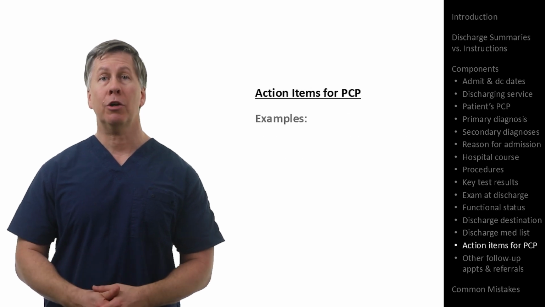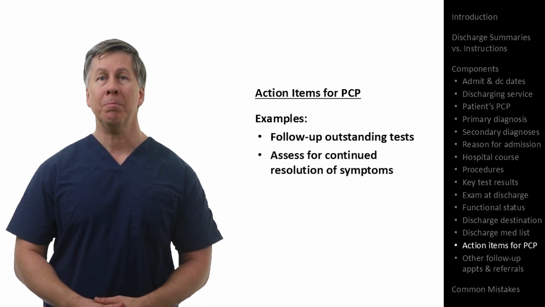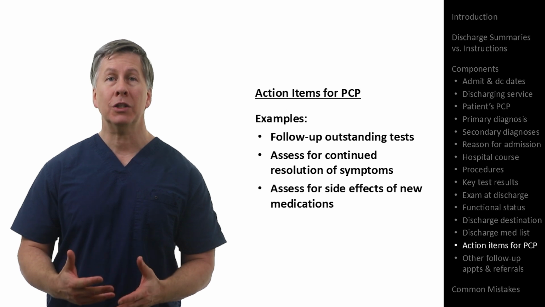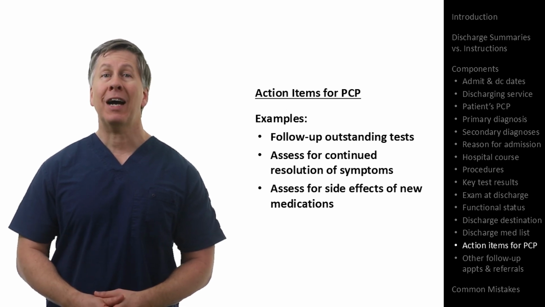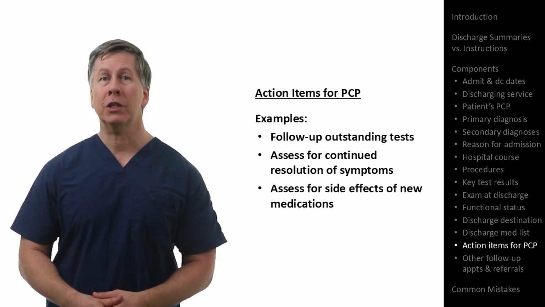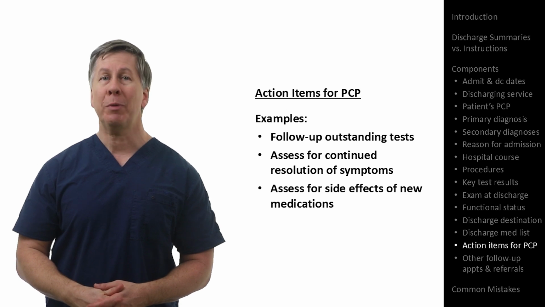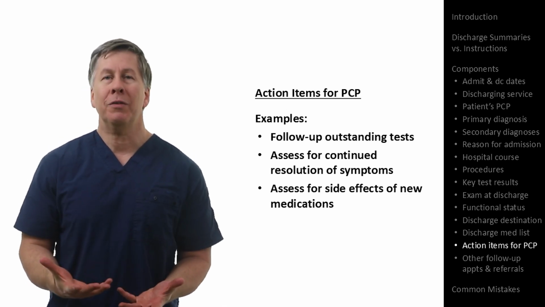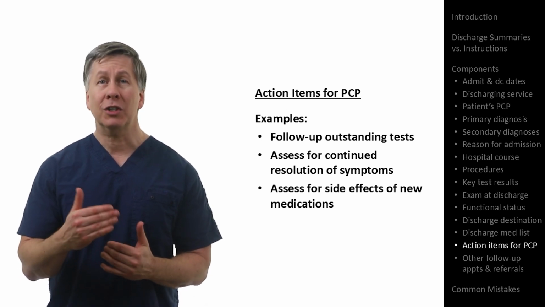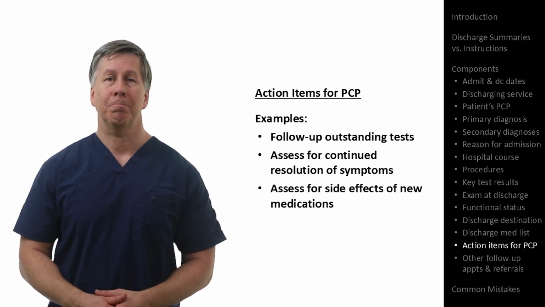Action items for the PCP include which outstanding tests they need to follow up, which symptoms they should be reassessing, and what side effects of new medications they should be asking about. These items should be written as a concise, bulleted list. Don't repeat long expositions of reasoning that are covered above in the hospital course. Some clinicians like putting the action items for the PCP right at the top of the discharge summary because they feel like the action items are less likely to be forgotten about. To me, this seems unnecessary, and it breaks up the format of having the entire discharge plan listed together in one section, but that's just a matter of personal preference.